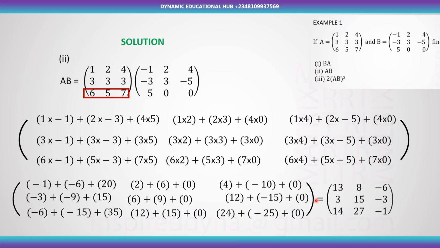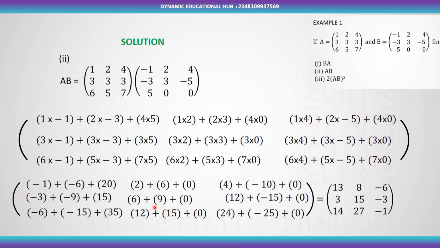Now we have to compute our answer. The first one is minus 1 plus minus 6, that's minus 1 minus 6 plus 20, that's 13. We have 2 plus 6 plus 0, that's 8. We have 4 plus minus 10, that's 4 minus 10. That will give us minus 6. Minus 6 plus 0, and that's minus 6. Minus 3 plus minus 9, that's minus 3 minus 9, minus 12 plus 15. That gives us plus 3.